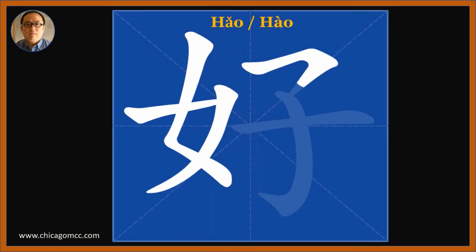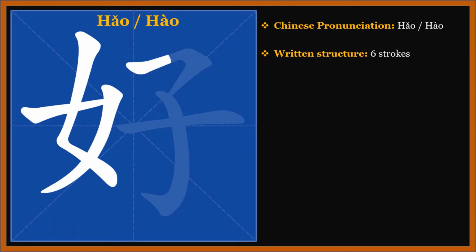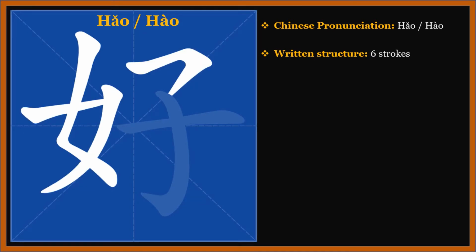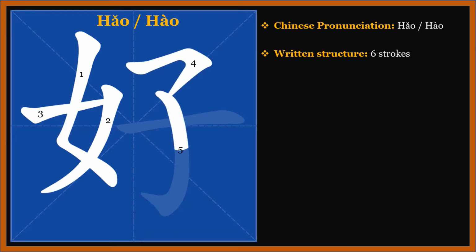Today I'm going to show you the written form of a very useful Chinese character. Now let's get started. The character we're about to learn today has two different pronunciations, hǎo or hào. This character is composed of 6 writing strokes. Stroke number 1, 2, 3, 4, 5, and 6.